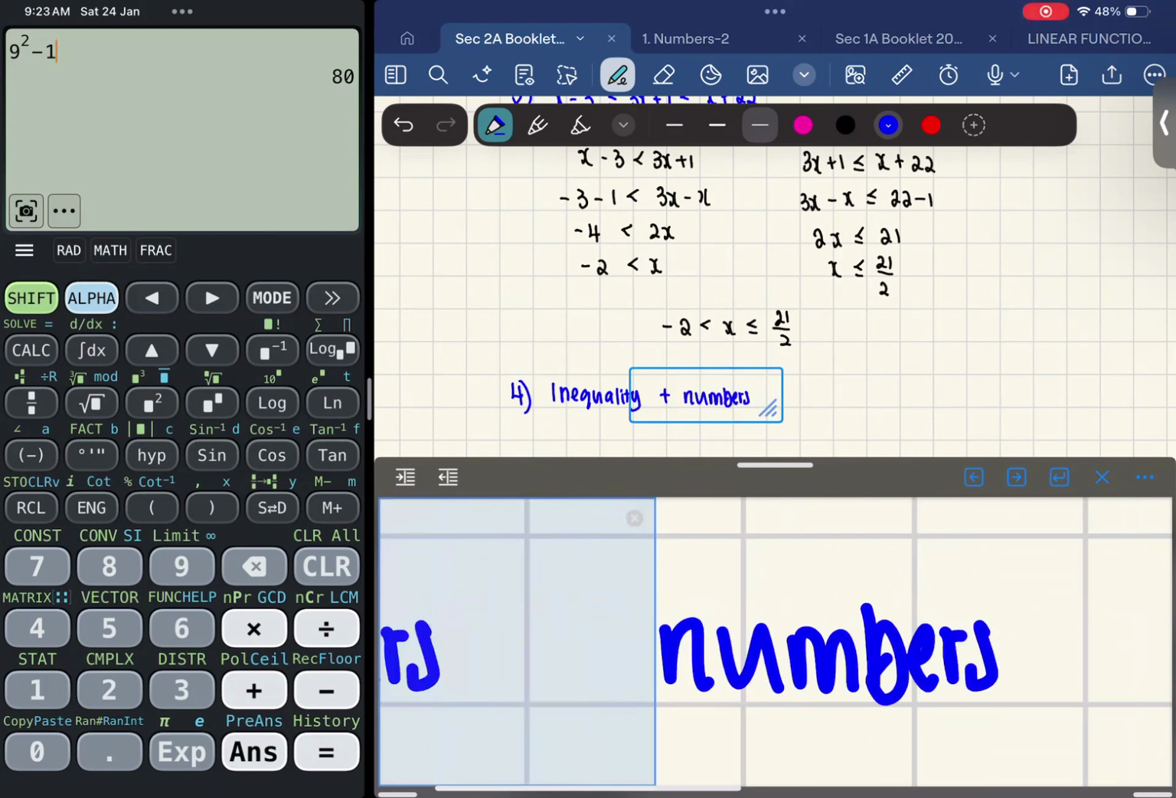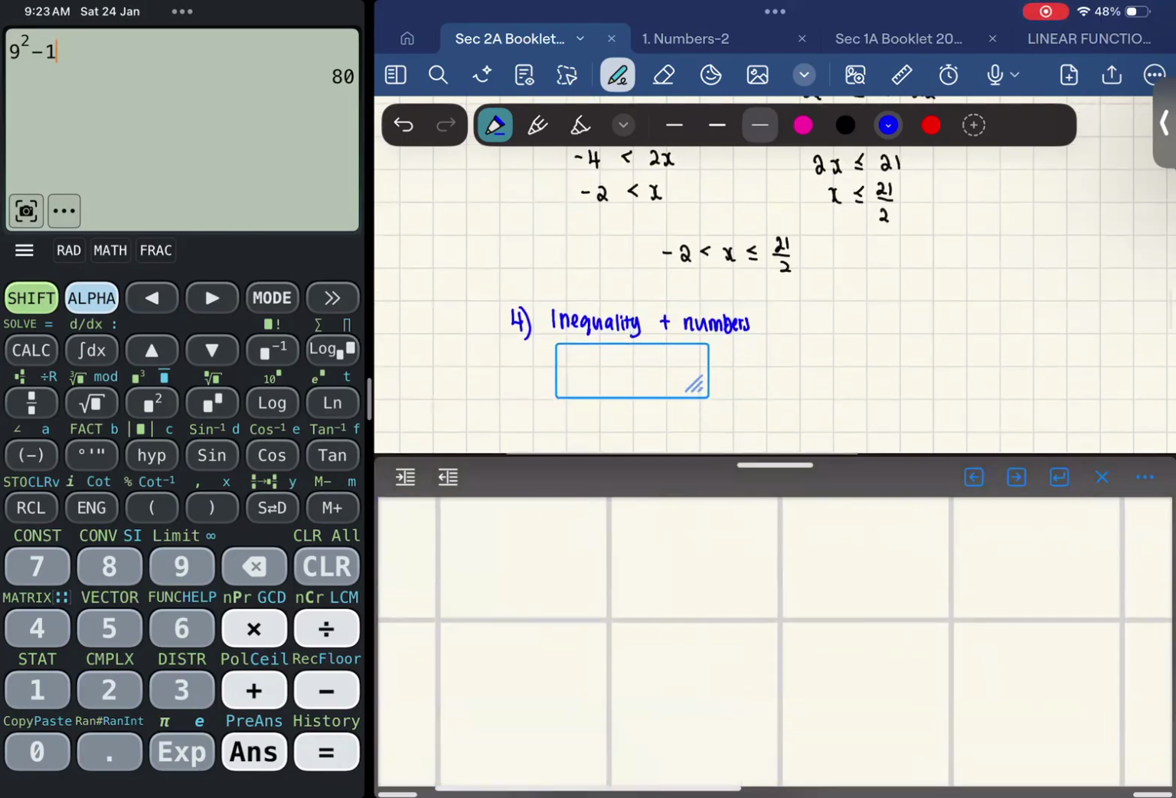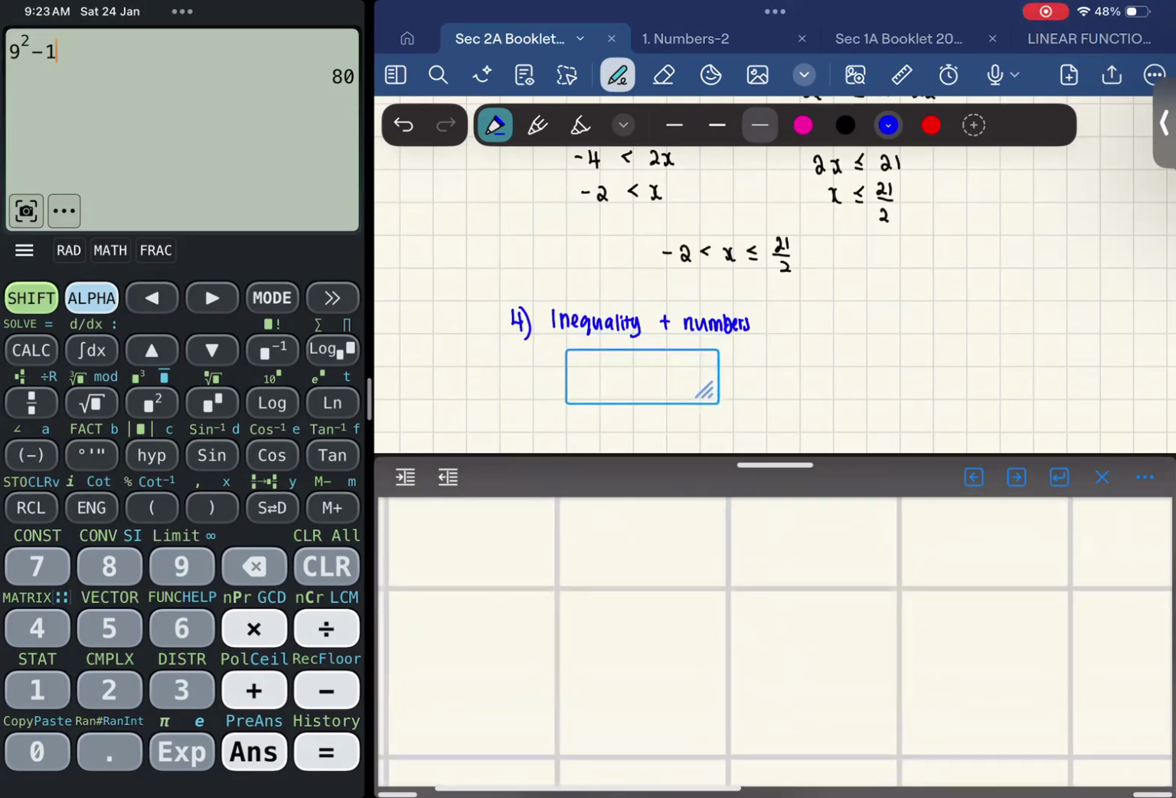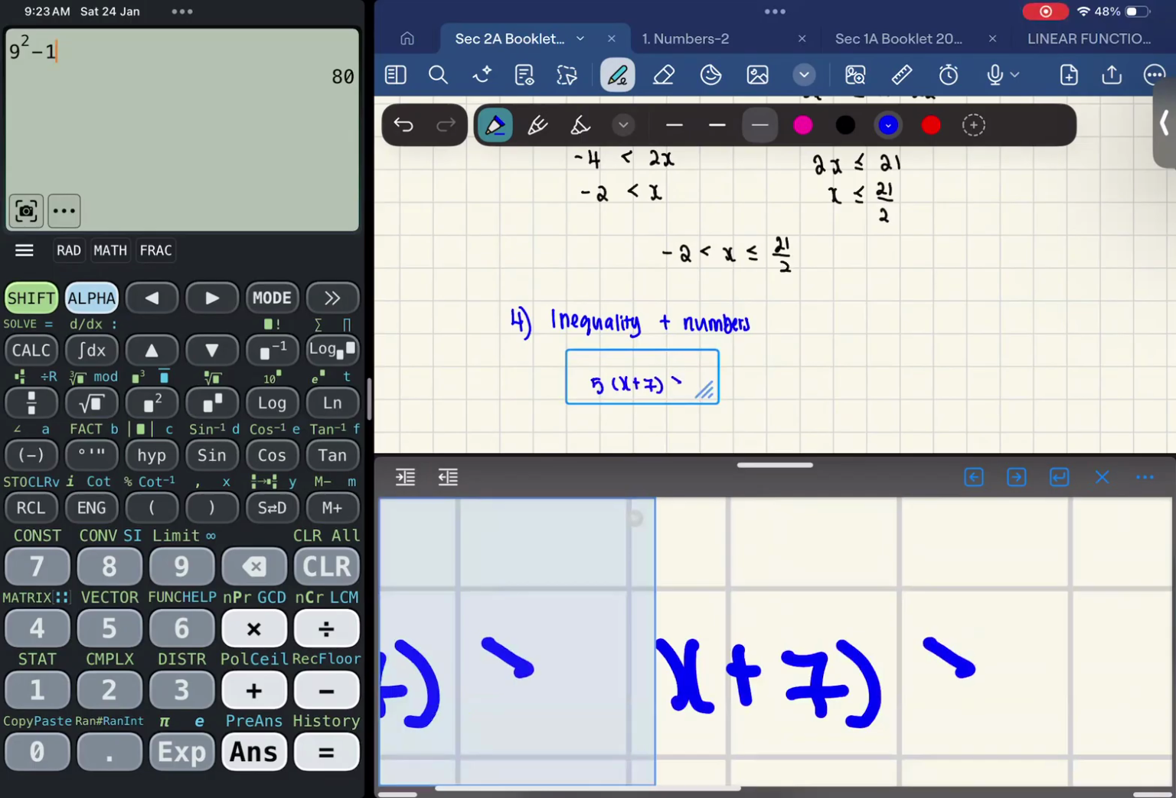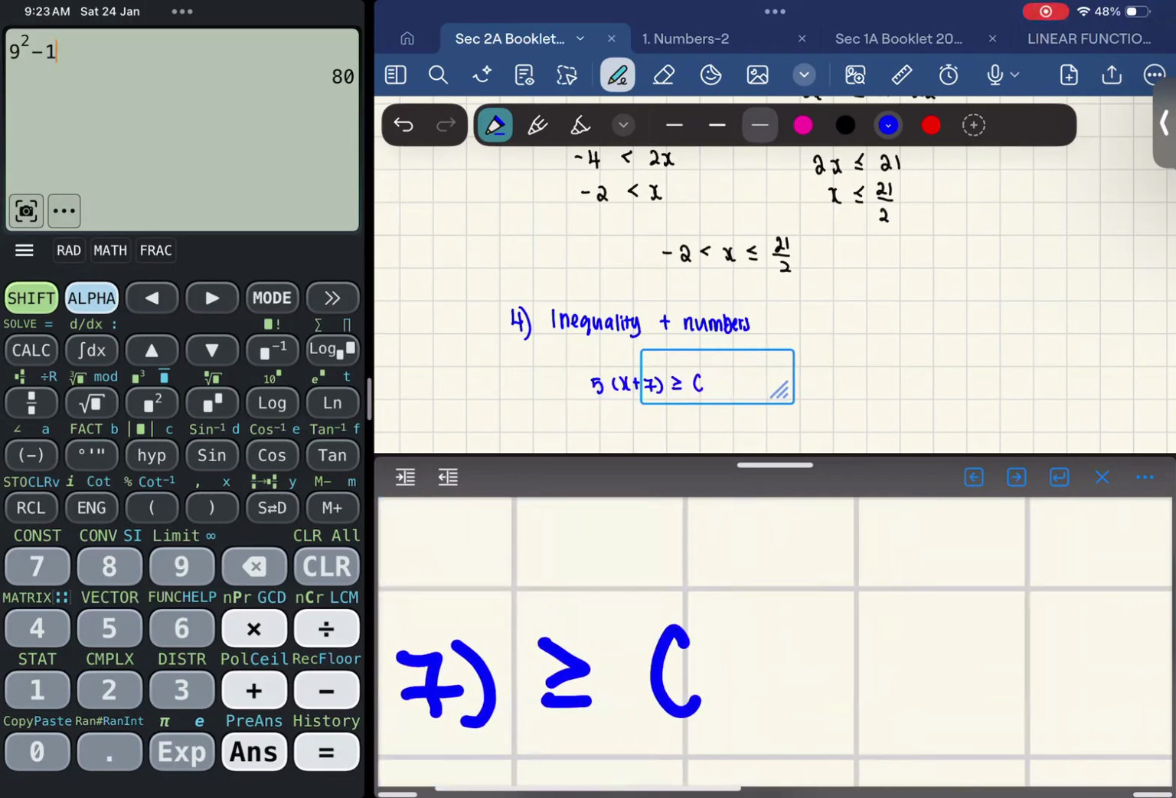So this one might come up for one question in your WA 1, because they want to test you on your Sec 1 topics as well. So do you still remember, we have to solve this very, very long inequality? For example, we have 5 bracket x plus 7 is more than or equal to 6.